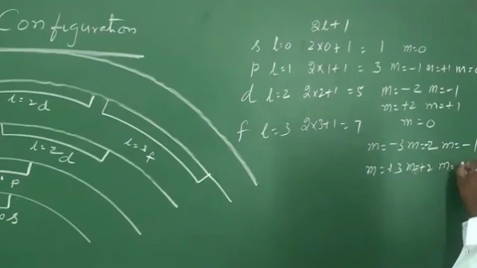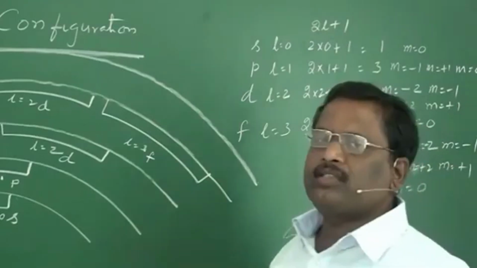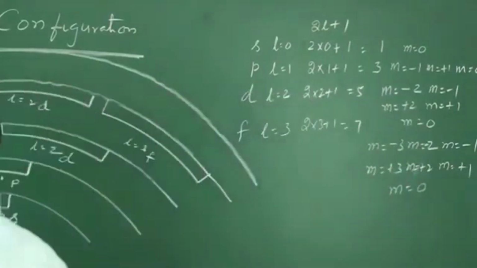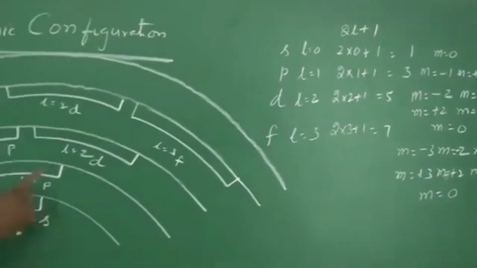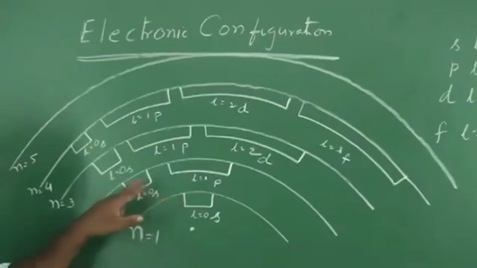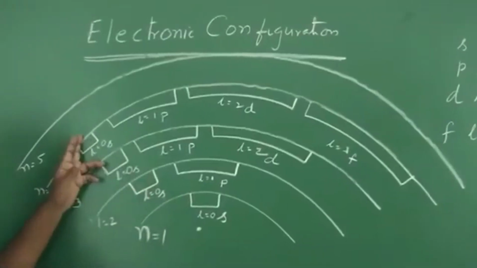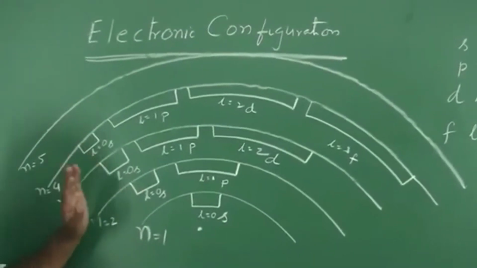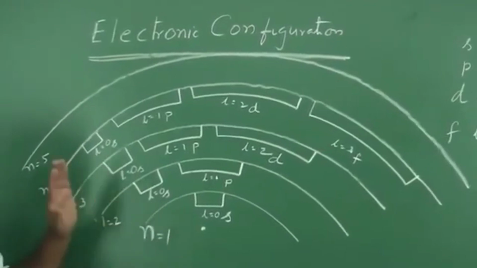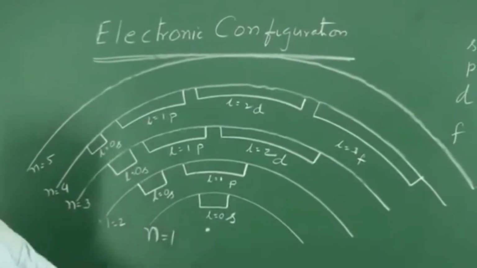So here we have a definite number of orbitals in each sub-energy level. That means in S, L is equal to 0, the S sub-energy level, we have only one orbital, whether it is 1s or 2s or 3s or 4s. Whatever the n value may be, all S sub-energy levels will have only one orbital.